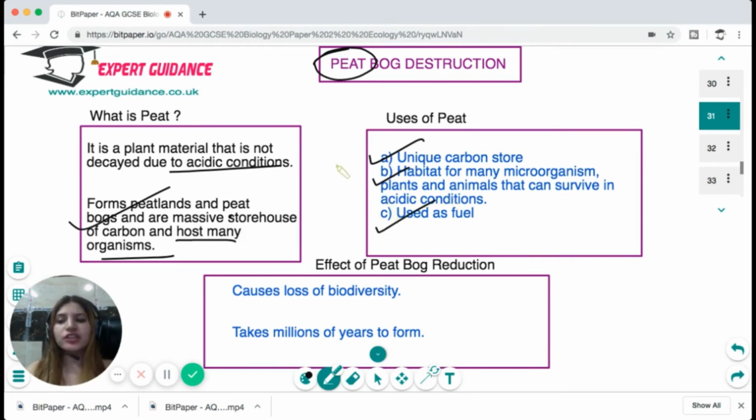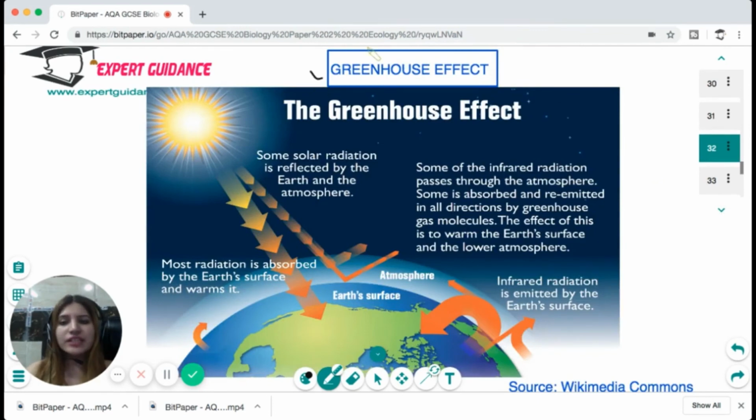Now, due to deforestation, there's a reduction in peat bog, causing loss of biodiversity, and it takes millions of years to form, and it is also a threat to the biodiversity. Now, what is the greenhouse effect?